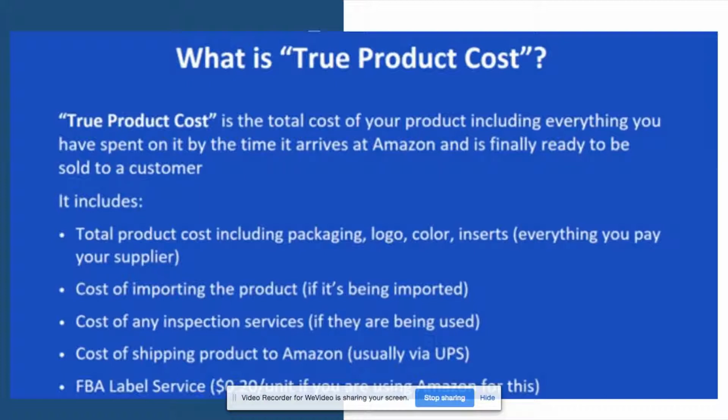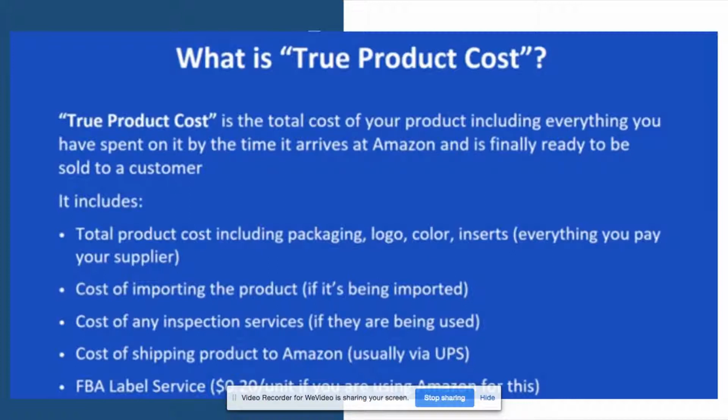Then, of course, we'll have to look at the cost of importing the product. And in our case, of course, we'll be importing. Then cost of any inspection service, and of course in this case we're going to be using an inspection service. And then cost of shipping the product to Amazon, and this is usually via UPS. Then the FBA label service, which is normally 2 cents. And of course, you're going to use Amazon for this, and I'll show you how to do that. And for your first shipments, I always recommend you use the Amazon FBA label service.